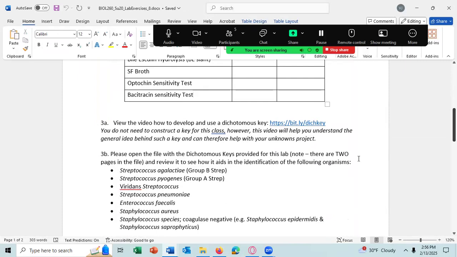And then for question 3A, this shows you a video of how to develop and use a dichotomous key. You do not need to construct a key for this class. However, this video will help you understand the general idea behind it. If you're comfortable with a dichotomous key, how to make one and how to use it, you do not need to view the video. But if you're uncomfortable and you need a little practice, you should view the video and go through that. And then for 3B, you're going to open up the dichotomous key for this lab. Let me show you where that is.